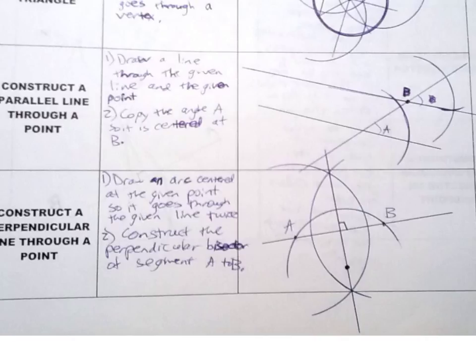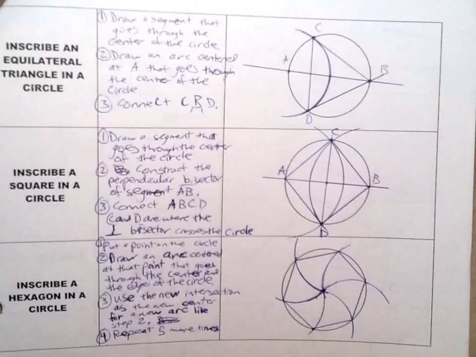To construct a parallel line through a point, you draw a line going through the point that's not on the line, and then copy the angle that you just made so it's centered at the point you just made, and now it's parallel. So really just kind of 2 steps there. To do a perpendicular line through a point, you need to first draw an arc centered at the point, and then you do a perpendicular bisector of that segment you just made. It'll go through the point and be perpendicular.